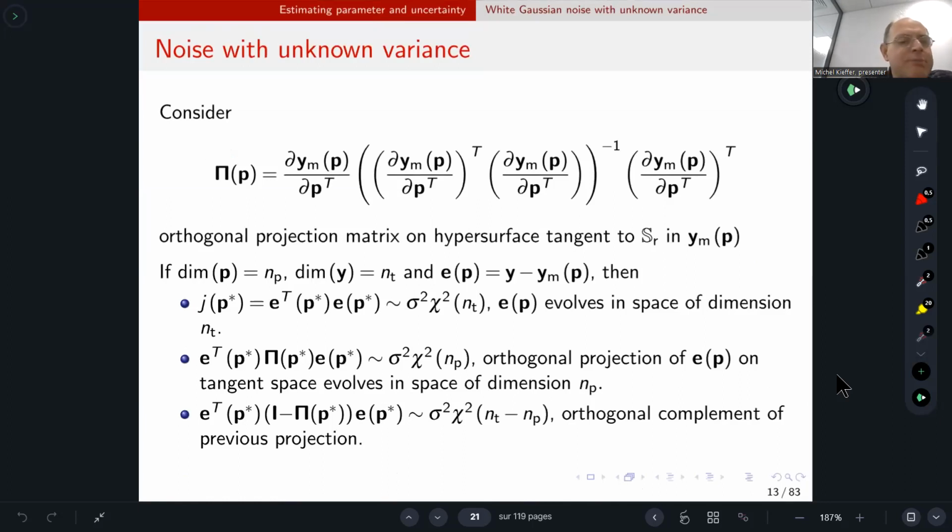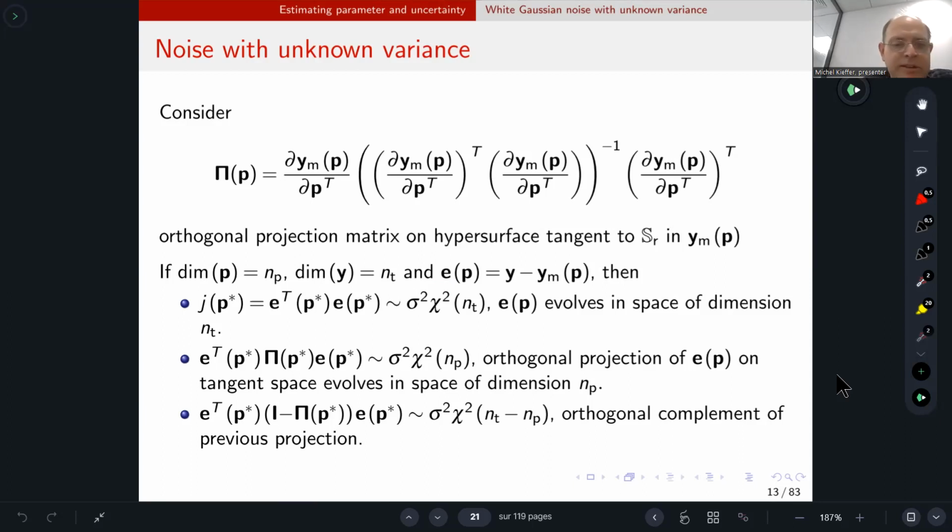Here, as before, we have the dimension of p, which is np, the dimension of y, which is nt, and this is the error. Then the criterion at the true value of the parameter is still the sum of nt squares of Gaussian variables, and it is distributed according to sigma squared times the chi-square distribution with nt degrees of freedom.